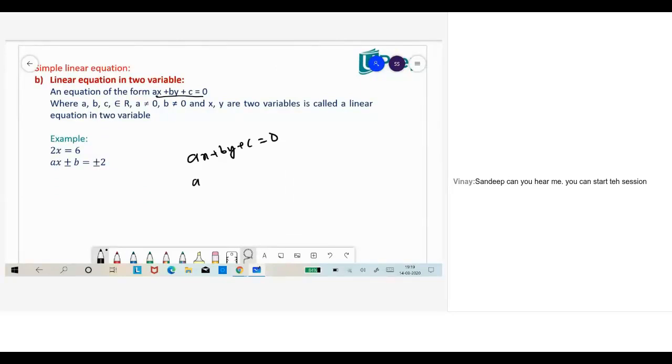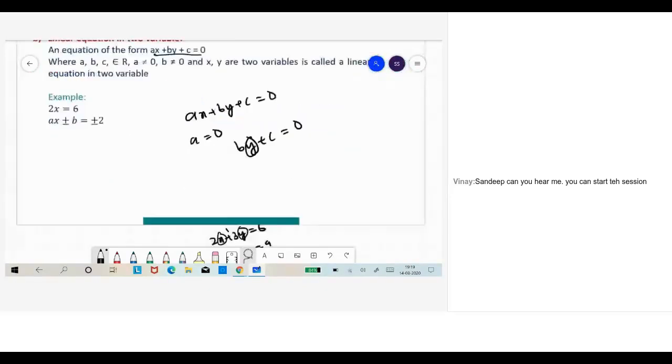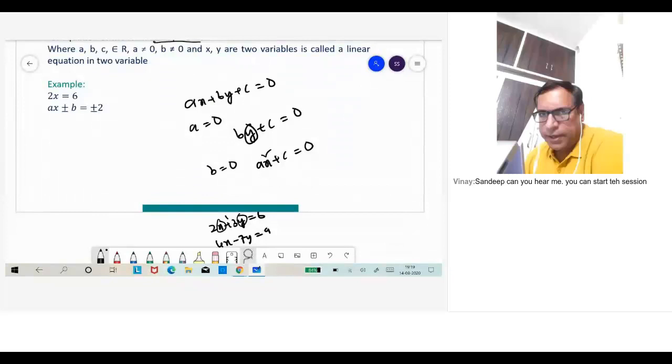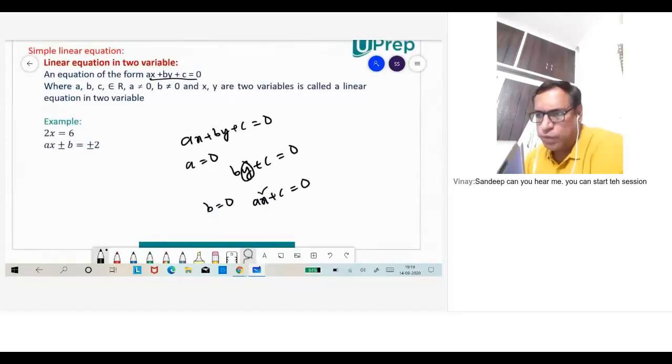let's say a is equal to 0. What will happen? If a is 0, the equation becomes by plus c equals 0. It contains only one variable, so it becomes a linear equation in one variable. The same is the case when b is 0. The equation becomes ax plus c equal to 0, so clearly you have only one variable, x. It becomes a linear equation in one variable.